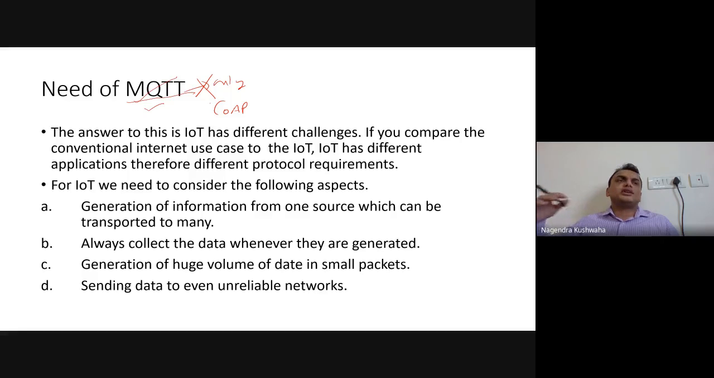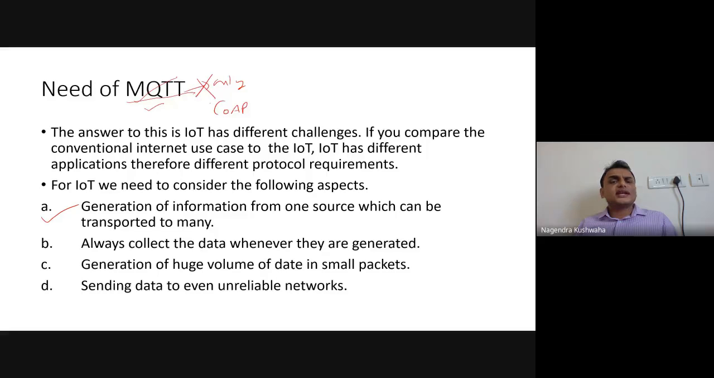I can place temperature sensors. I can also place some gas sensors to measure the pollution of that area. And that data I can send to anyone. Someone is only interested in the temperature, someone is interested in the pollution value, and then they will compute for themselves and come up with the idea that we can do something like this to reduce the pollution, right? So the first point is that information generated by one source can be transported to many. That is the first requirement when designing any protocol for IoT.